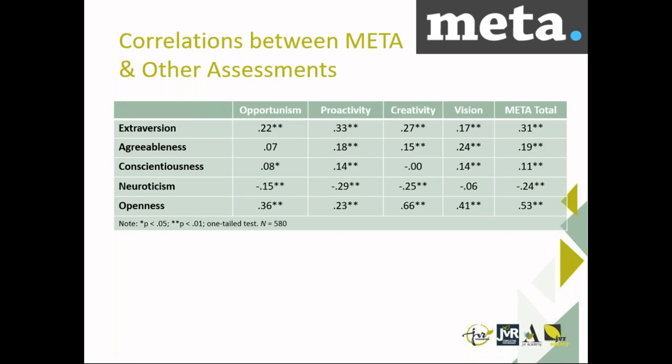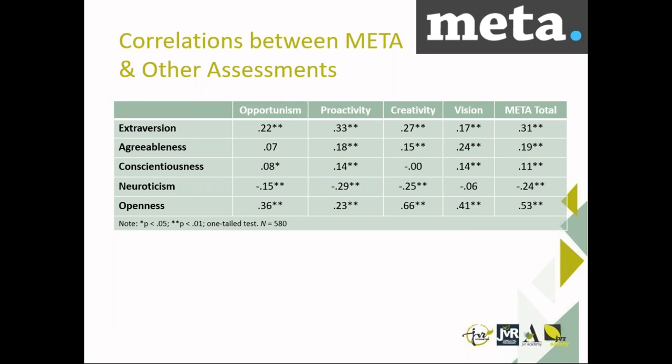The developers of the meta also in the manual report on correlations between the meta and other assessments to just highlight the validity of it, to show that it is in line with what we expect based on literature and based on theory. And if we look there, I'm just going to report on the ones that they did with an assessment of the big five personality factors. But for your interest, you can also in the meta manual look at other ones that I report on, like with the Holland's theory of vocational interest, but also emotional intelligence, for instance.